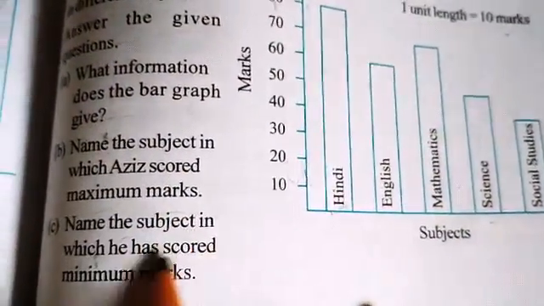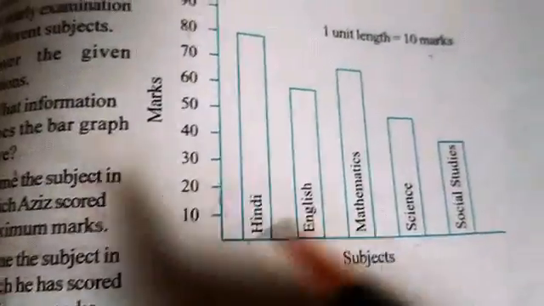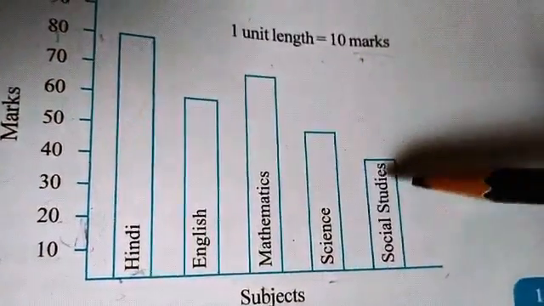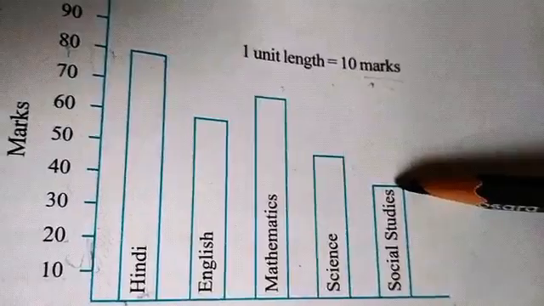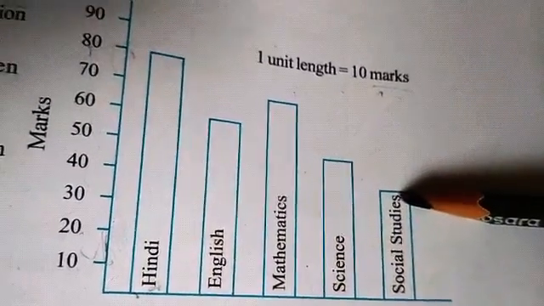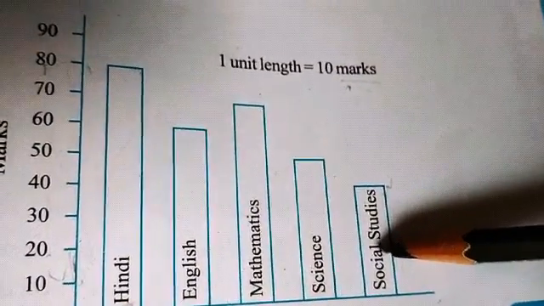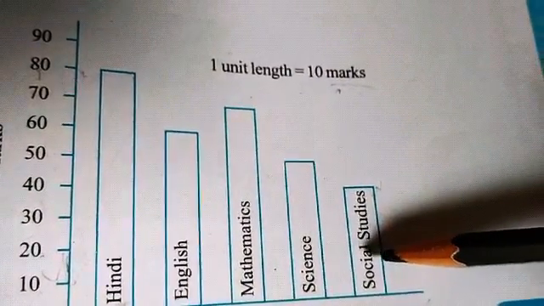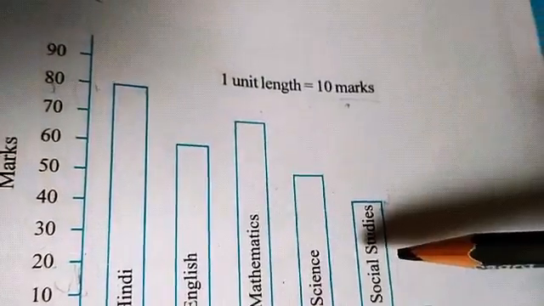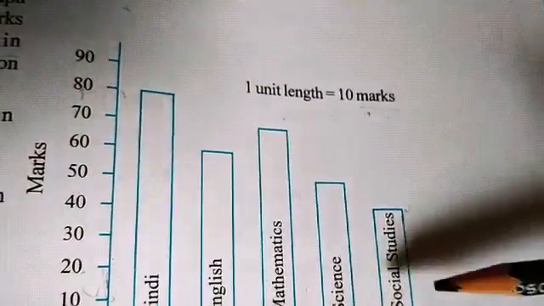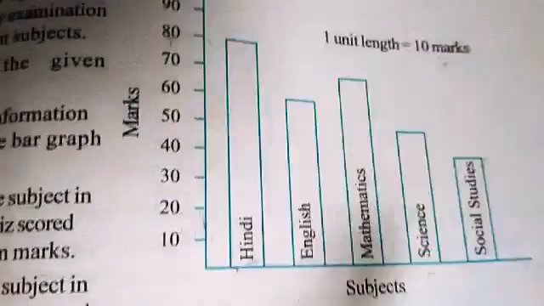अभी the name of the subject in which he scored minimum, मतलब के कम से कम. तो छोटा वाला बार ग्राफ देखने का. छोटा कौन सा है? ये दिख रहे हैं, ये छोटा है. So this is social study. तो social study में उसे बहुत कम मार्क्स मिले हैं, right? So we can say that minimum marks he scored in the subject social study.